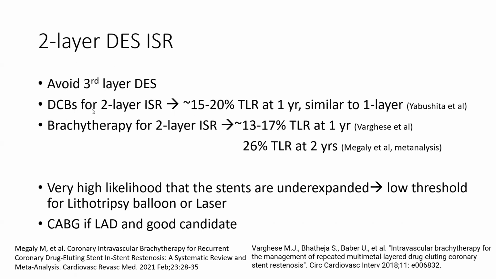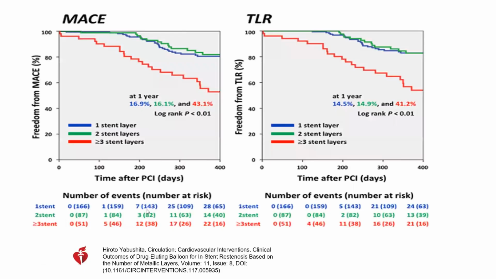And keep in mind, when you have 2-layer DES restenosis, the likelihood of underexpansion is even higher than the standard 40% I mentioned in DES restenosis. So you keep a low threshold to do lithotripsy or laser for underexpansion. And keep in mind that with 2-layer DES restenosis, think of CABG if the patient has LAD disease and he or she is a good candidate.